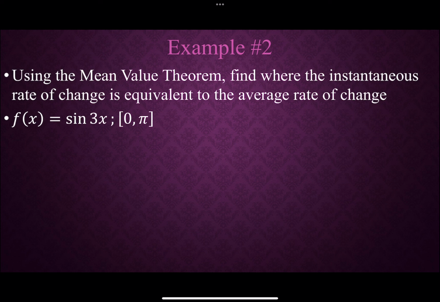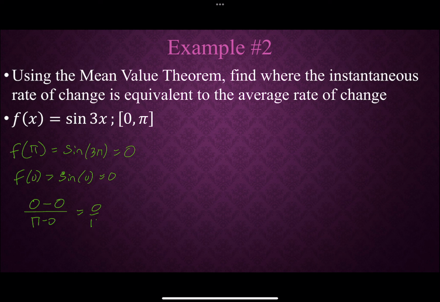So other times they'll come out and just blatantly tell you, using the mean value theorem, find where the instantaneous rate of change is equivalent to the average rate of change. For average rate of change, we need to worry about the secant slope, so we need to know the function at the endpoints. So f of pi is sine of 3 pi, which is 0. f of 0 is sine of 0, which is also 0. So our average rate of change is going to come out to be 0 because we're going to get 0 minus 0 over pi minus 0. So the instantaneous rate of change is going to have to equal 0.